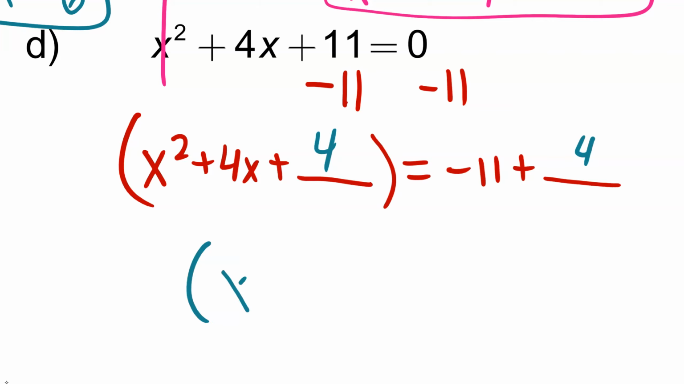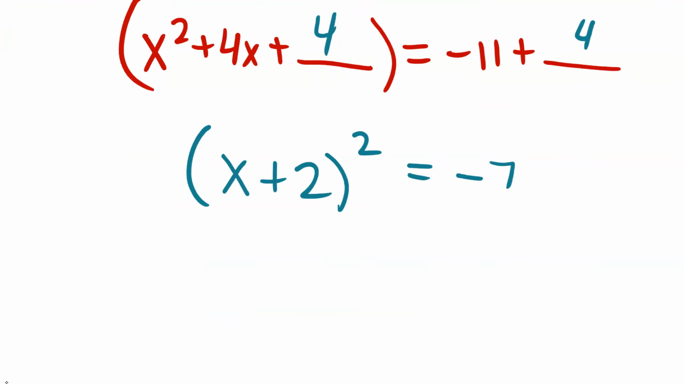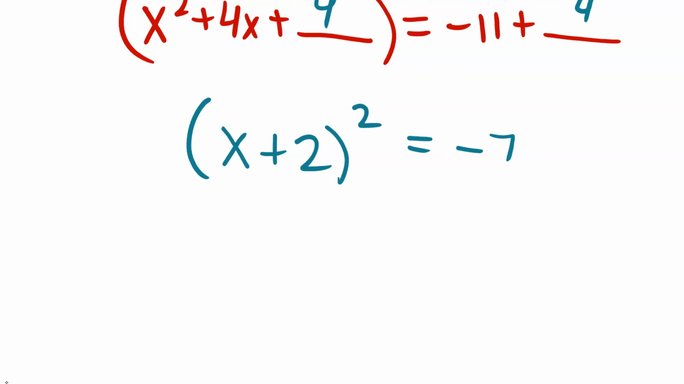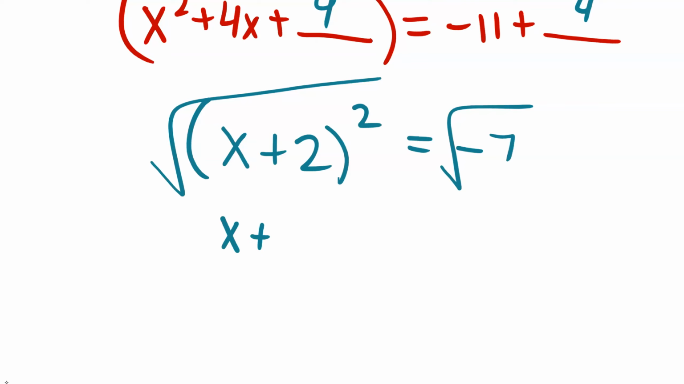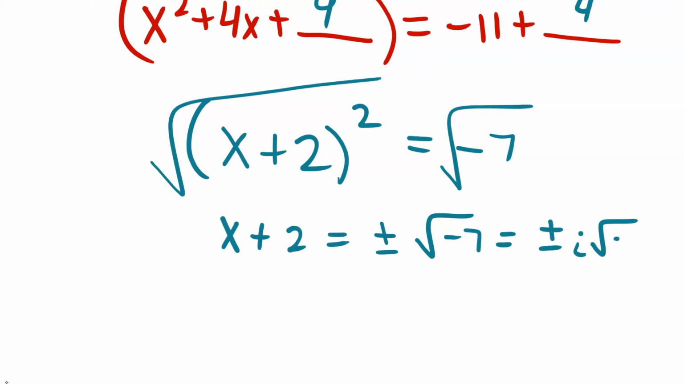So I get x plus 2 squared equals negative 7. Ooh, got another negative here. If I square root both sides, notice I didn't just give you square root of negative 7. I am taking the square root of negative 7, right? The root was not on there. We are putting it on the paper so we can solve. So that means we have to include plus or minus. So x plus 2 equals plus or minus root negative 7. That's the same thing as saying plus or minus i root 7.